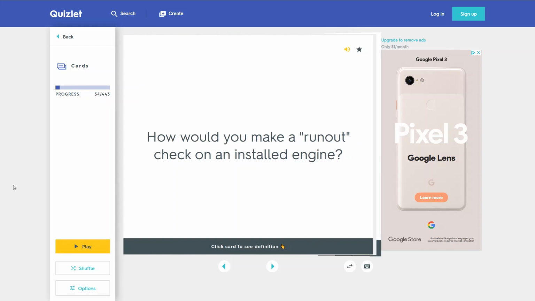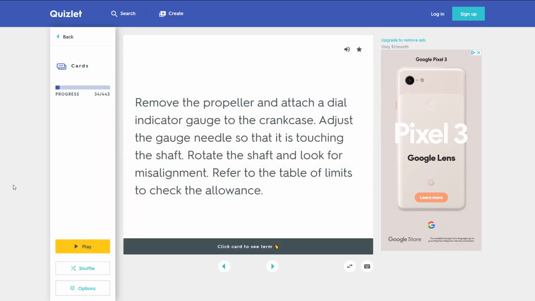How would you make a run-out check on an installed engine? Remove the propeller and attach a dial indicator gauge to the crankcase. Adjust the gauge needle so that it is touching the shaft. Rotate the shaft and look for misalignment. Refer to the table of limits to check the allowance.